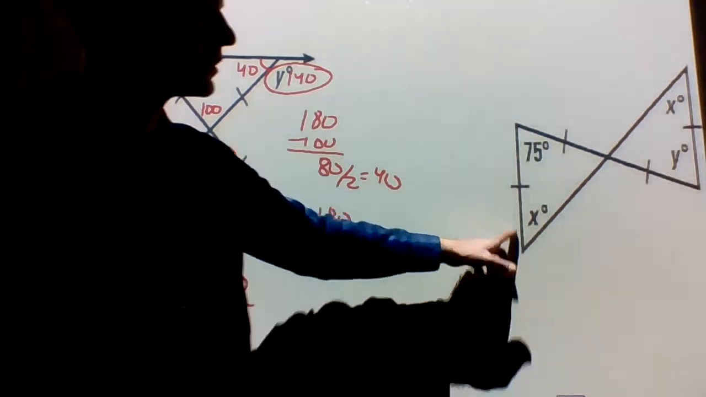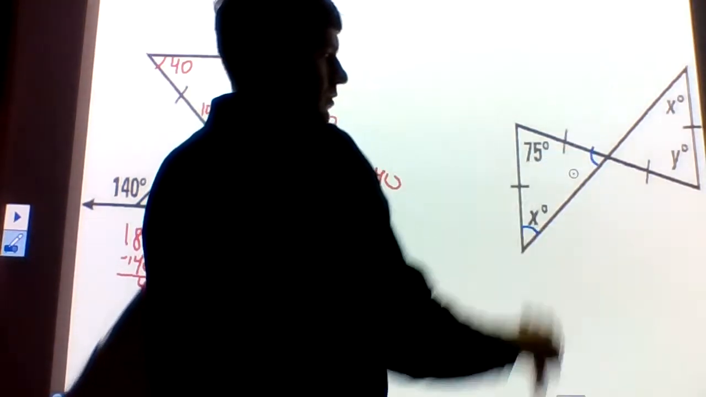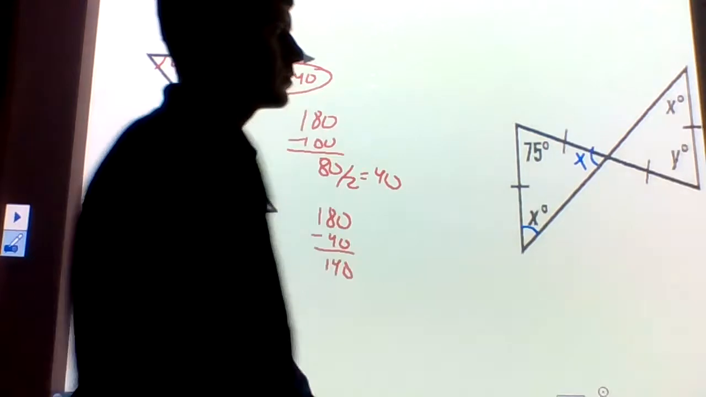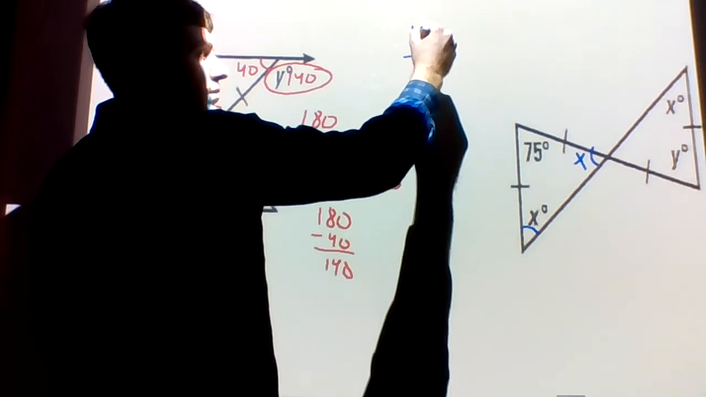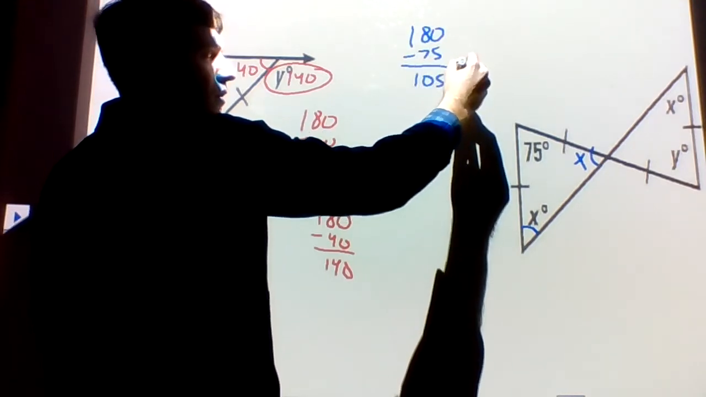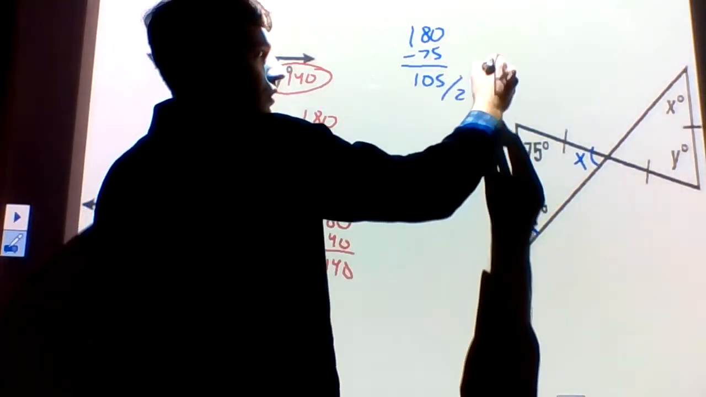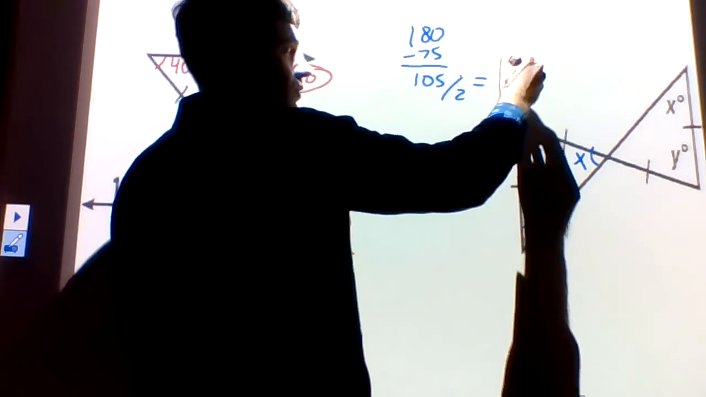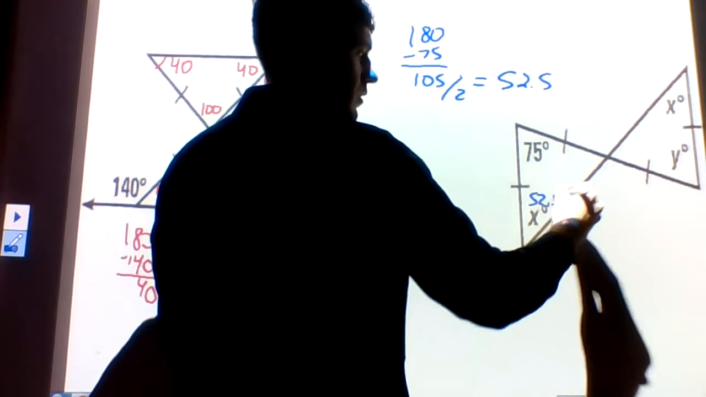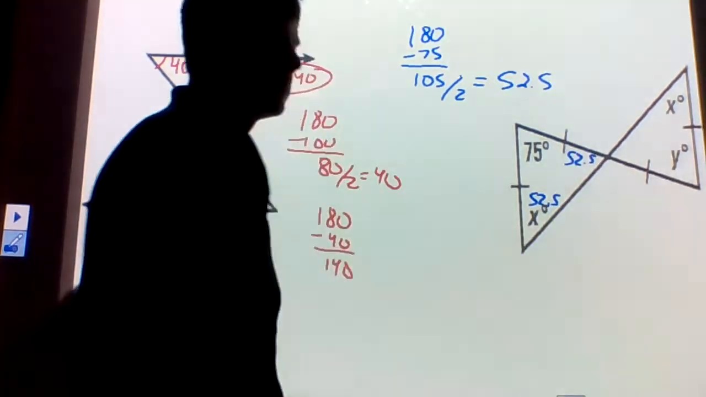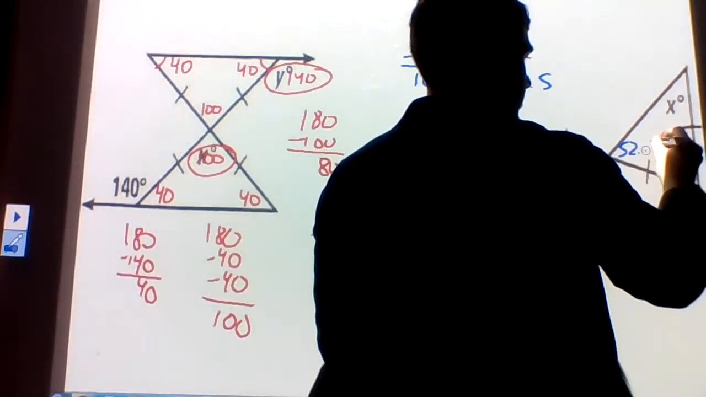Okay, over here we have an isosceles triangle. The two base angles are going to be these two angles, right? They're across from the sides that are congruent. So if this is x, this one is also x. Right, so we can do 180 minus 75, which is 105. So these two have to add up to 105, and they're congruent, so we can divide by 2, and that's going to give us 52.5. So this is 52.5, and this is 52.5. And then we have vertical angles. So this one's also 52.5.